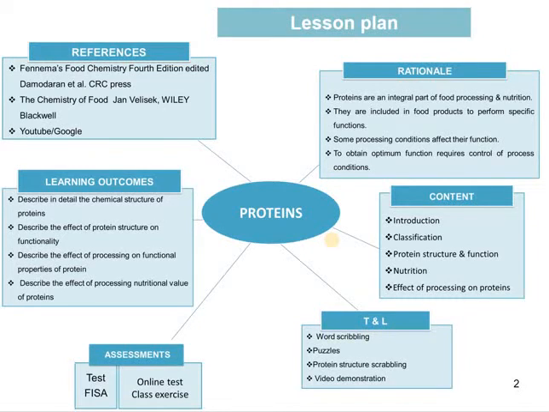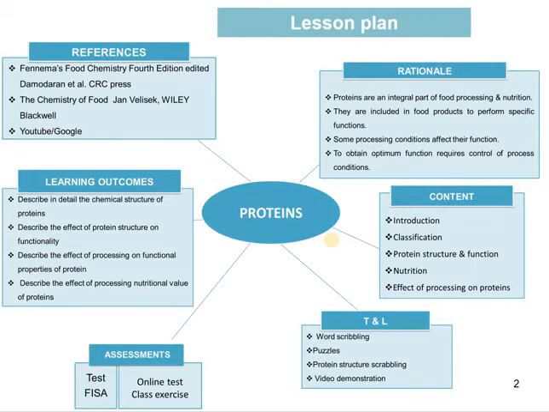And then, very important, the content. What are the things that we are going to focus on and go through in order for you to achieve the learning outcomes that are on the left-hand side? So your content has to speak with the learning outcomes, and at the same time, we also do some teaching and learning activities like puzzles, video demonstrations, and word scribbling, and those help you in understanding whether you will be able to achieve those learning outcomes.